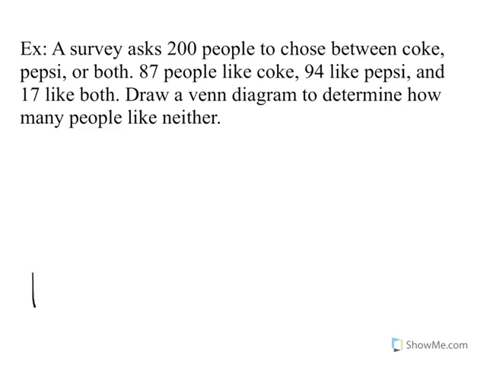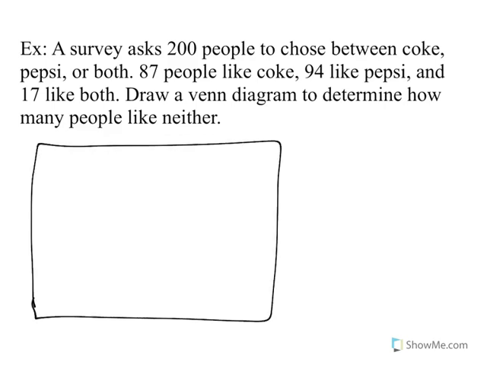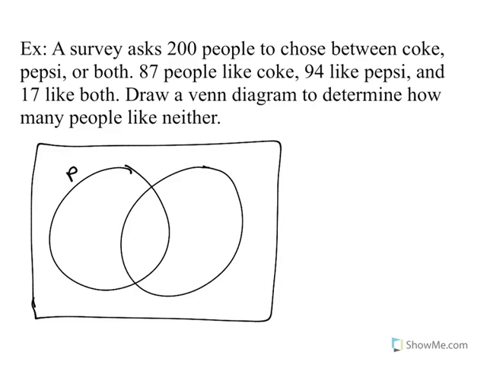All right, so first, I've got myself a Venn diagram. So this whole rectangle is all 200 people. We have Pepsi and Coke, noted by P and C. They tell us that 87 like Coke, that's the entire Coke circle. 94 like Pepsi, that's the entire Pepsi circle. Where we're going to start is the 17 like both. So we need that shared space to be 17.